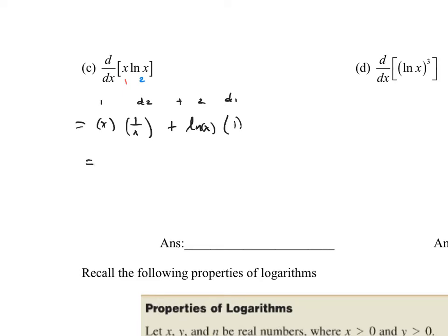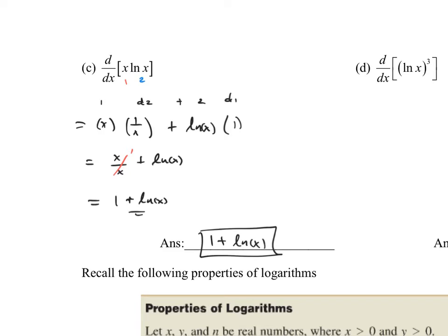So on this one, I'm getting x over x plus the natural log of x, but x over x is simply just 1. So this would be 1 plus the natural log of x. Let's look at the next example here.